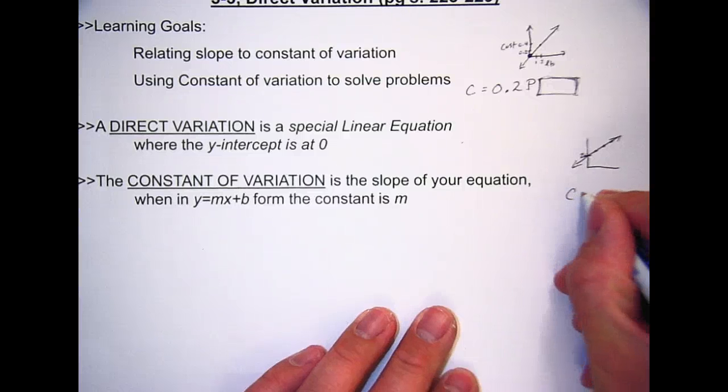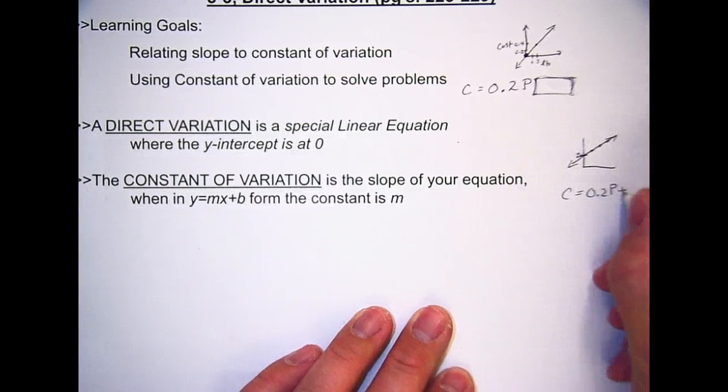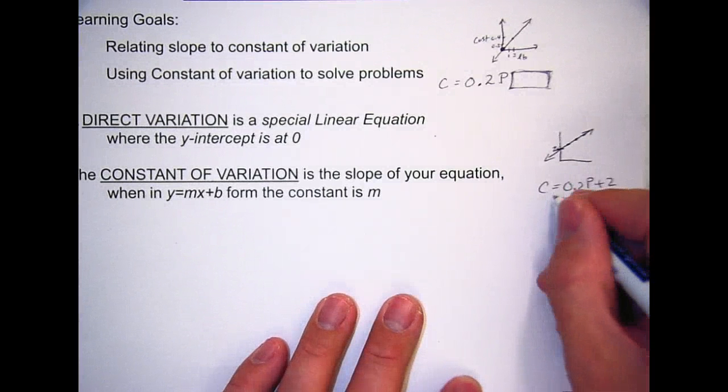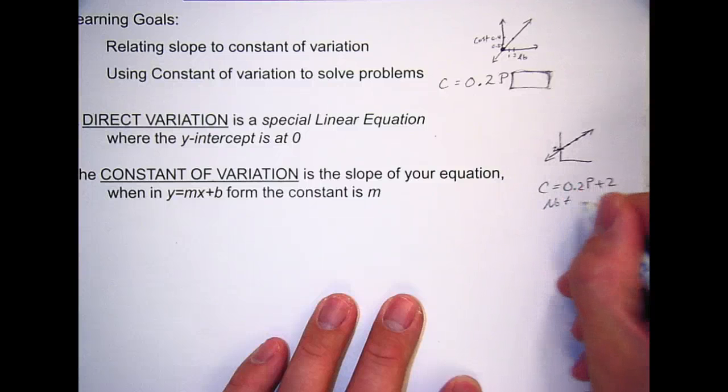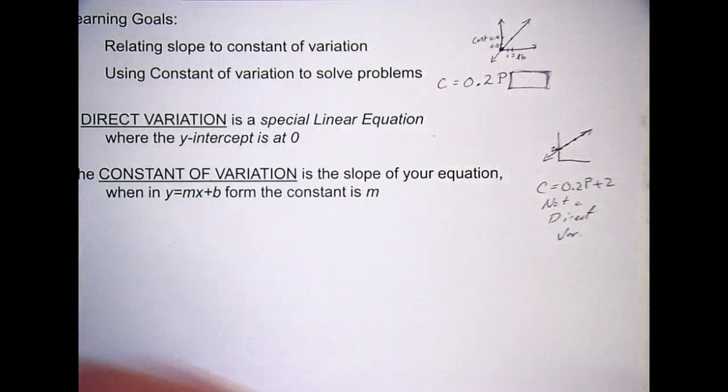So maybe the cost of our pumpkin now went from 20 cents per pound to 20 cents per pound plus a $2 fee. Okay, so this is not a direct variation. Notice the difference. Okay. All right, a few other things we need to know.